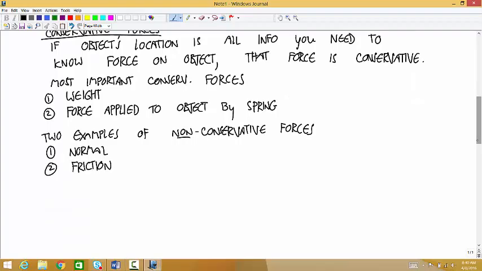Okay, so there are a lot of, yes? In which category would you pushing on the thing fall into, like a non-conservative force or conservative force? That's non-conservative.